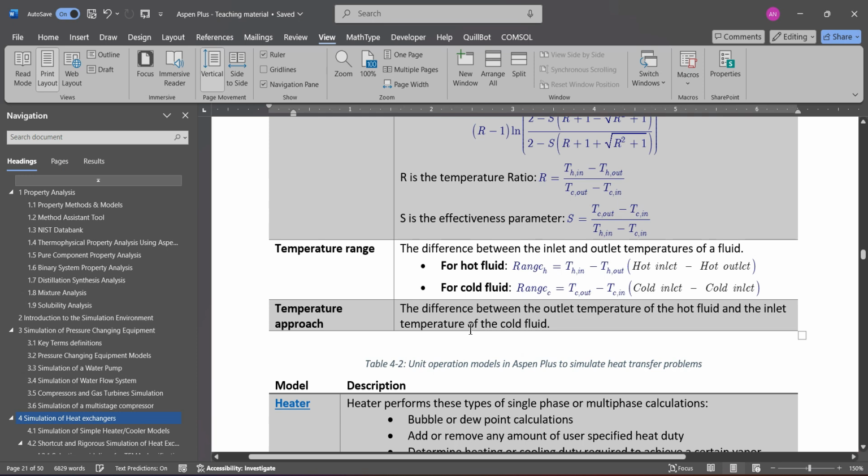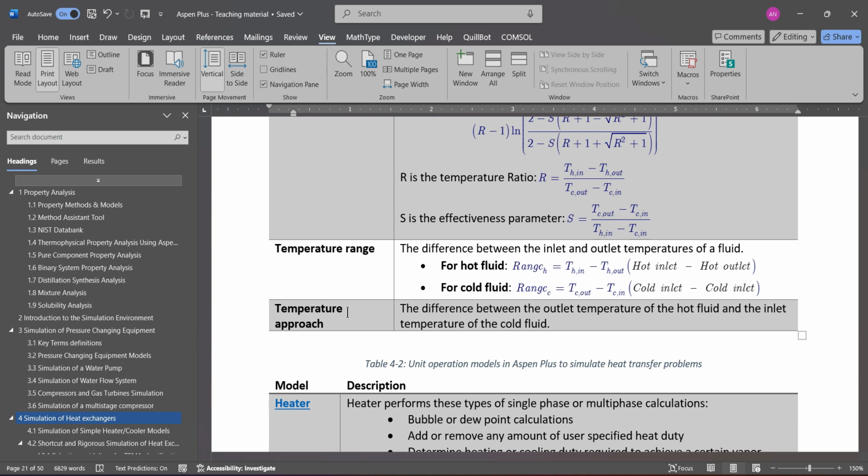So then there are concepts of temperature range and temperature approach. Temperature range is the difference for the same stream between inlet and the outlet temperature, but the temperature approach is relatively the more practical and often provides the limitations for the heat transfer, and that is the difference between outlet temperature of the hot fluid and the inlet temperature of the cold fluid.